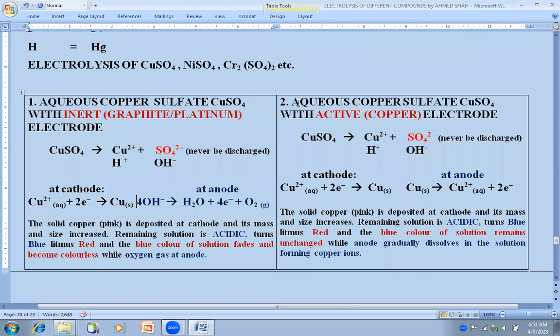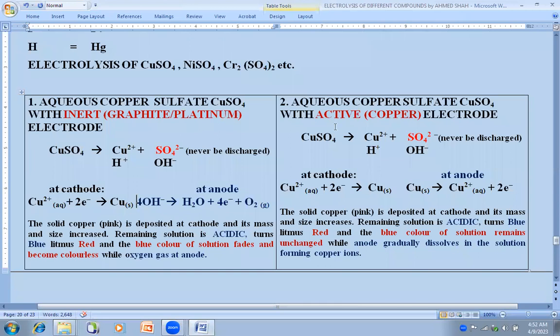While in the electrolysis of aqueous copper sulfate using active copper electrodes, the cathode and anode are both copper. The copper sulfate solution also contains copper ions and sulfate ions, and as we have discussed many times, sulfate and nitrate are never discharged at the anode. They are not affected by the electric current because they are highly reactive, so they cannot be discharged. But hydroxide is least reactive, that is why it travels towards the anode.